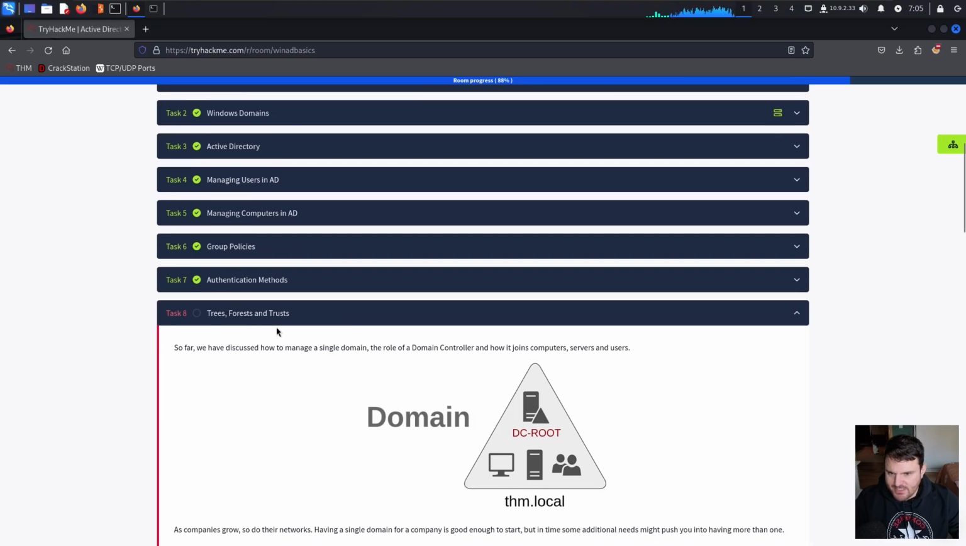Task number 8, trees, forests, and trusts. This task is part of the BBC.